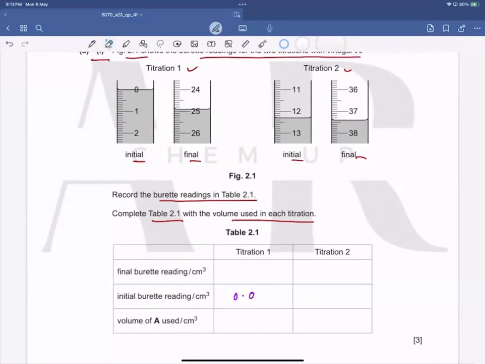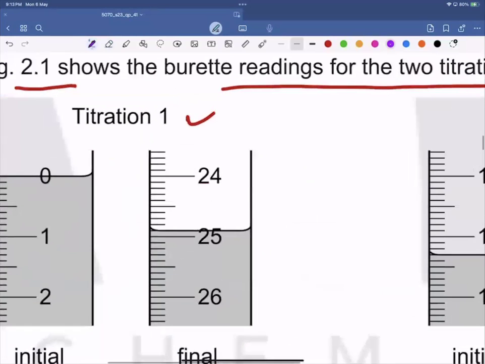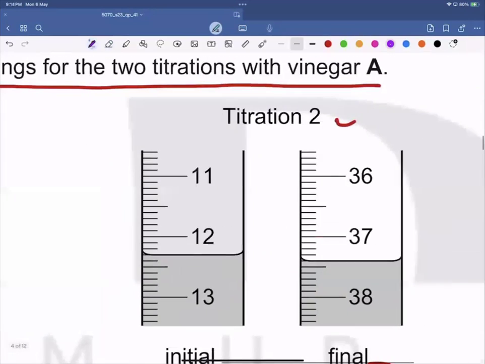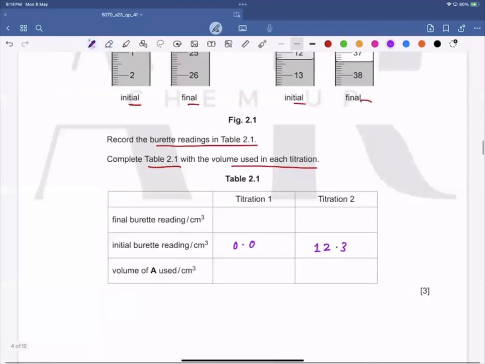Which formula, Waleed? And for titration 2, it's 12.3. Now the final burette reading. For titration 1, it's 24.9. For titration 2, it's 37.4.